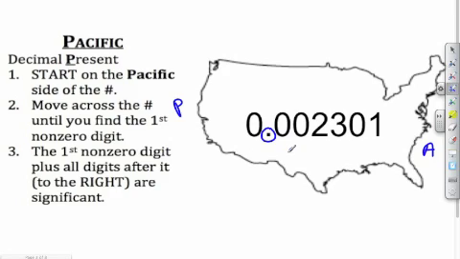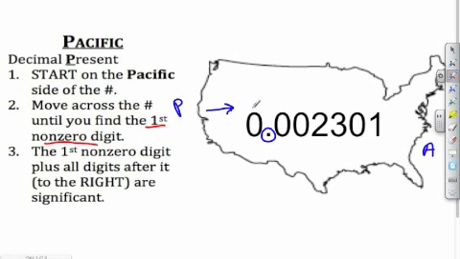The P in Pacific stands for decimal present. Whenever there's a decimal present in a number, when you're trying to figure out what the significant digits are, start on what would be the Pacific side of that number. That would be the left side. You're going to move across that number from the left, and you're going to be looking for something. What are you going to be looking for? Well, you're going to be looking for the first non-zero digit.